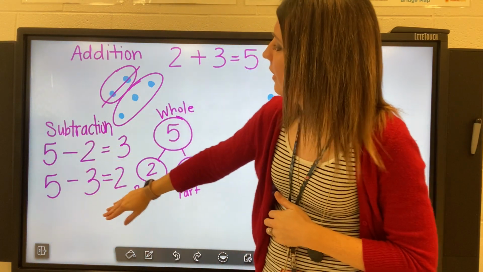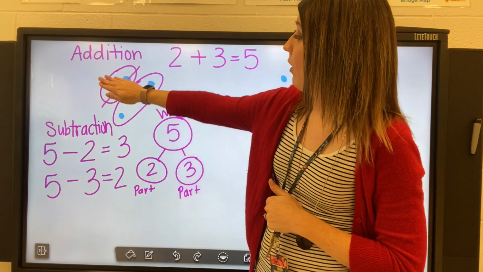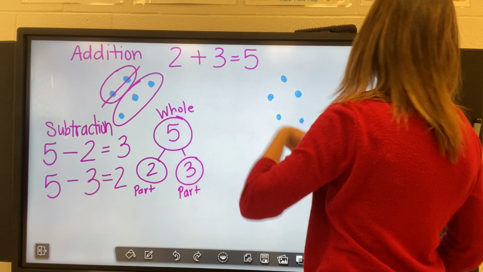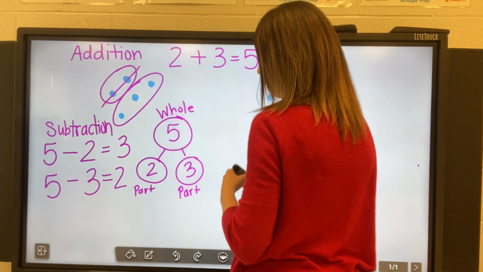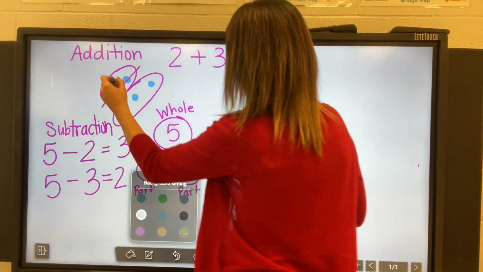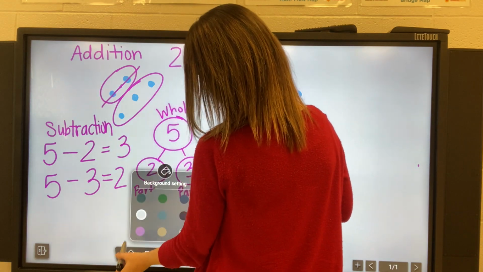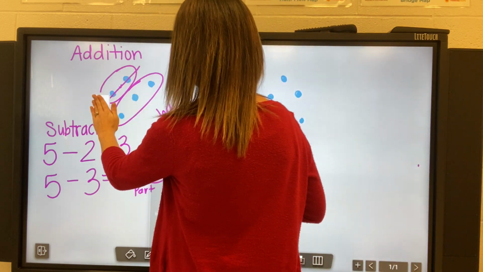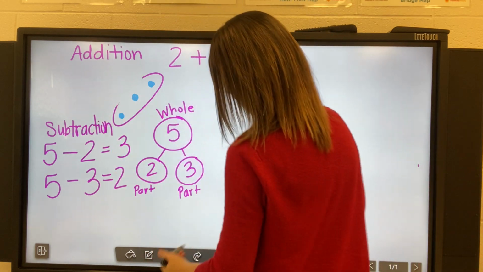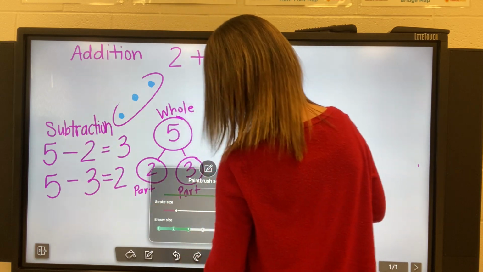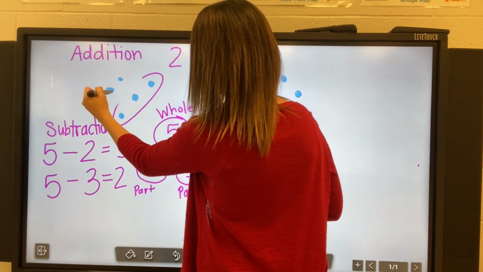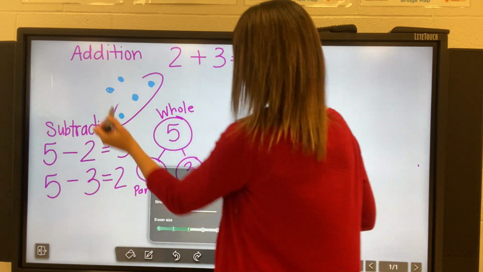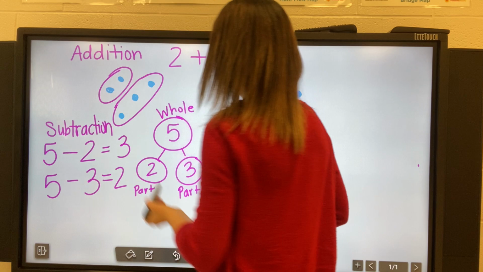Now I showed you already that subtraction could take away the 2 part and have 3 left. And it could also take the 3 part away and have 2 left. Well, let's go back to the addition sentence. We said earlier 2 plus 3. Oops, sorry guys. Let's try this. I want to get rid of our minus stuff there. Let me put my dots back because we're going to go back to addition. So I want to get rid of Mr. Minus for a little bit. Okay, we're back to 2 and 3.